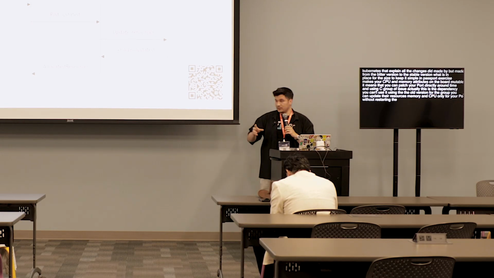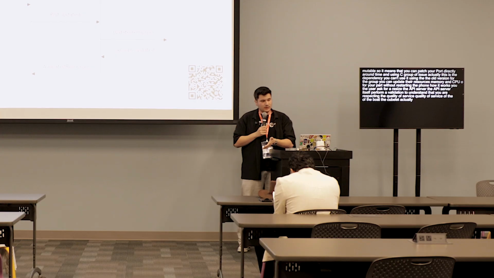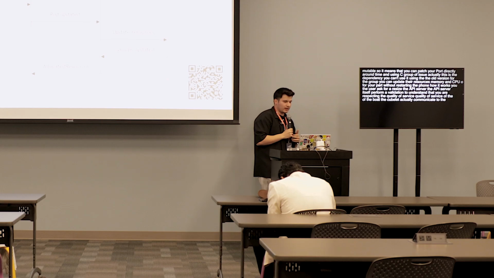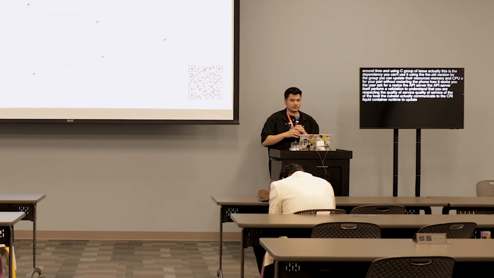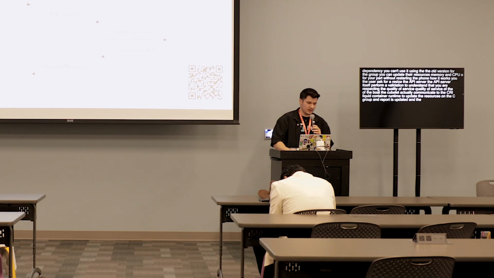How does it work? You, the user, ask for a resize to the API server. The API server performs a validation to make sure you are respecting the quality of service of the pod. The kubelet then communicates with the CRI, the container runtime, to update the resources on the cgroup, and the pod is updated and the state is reconciled back to the API server.